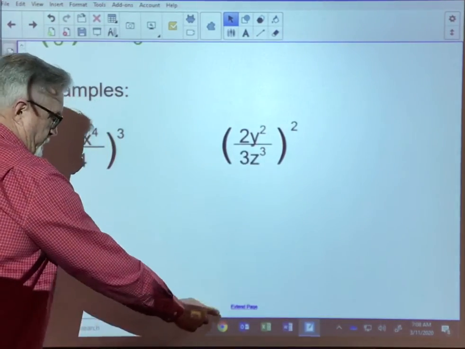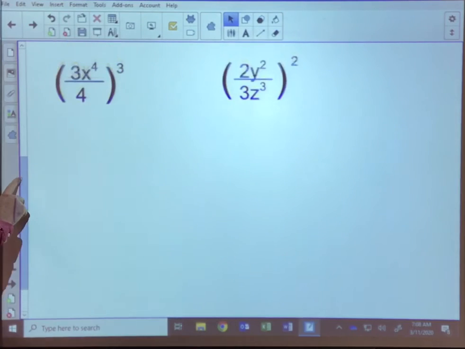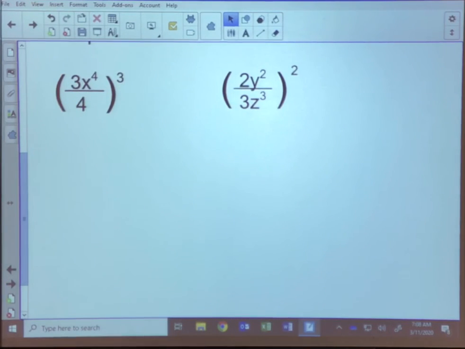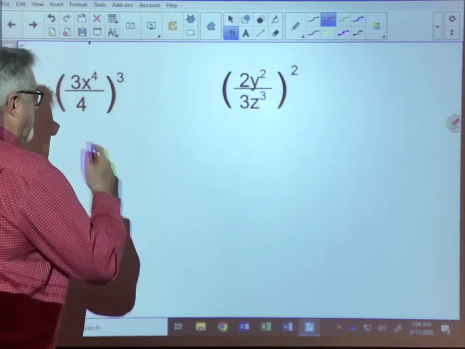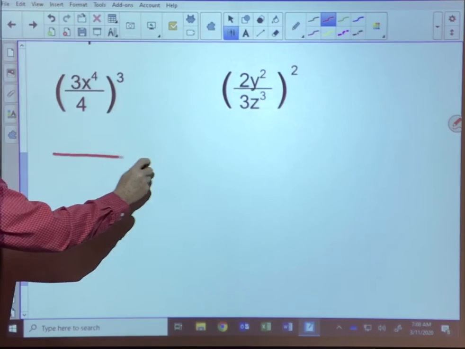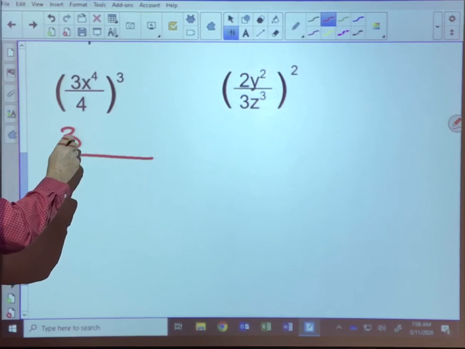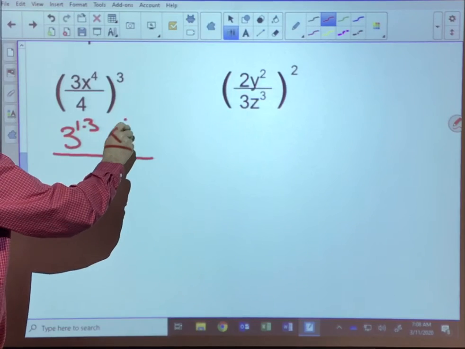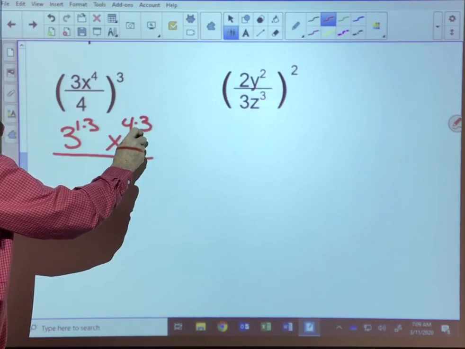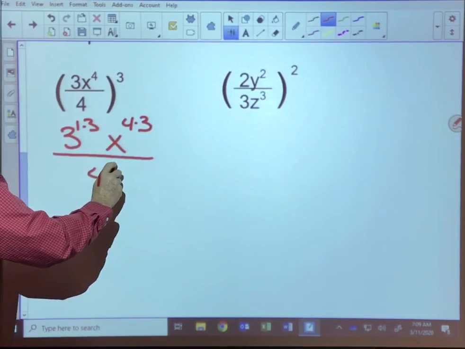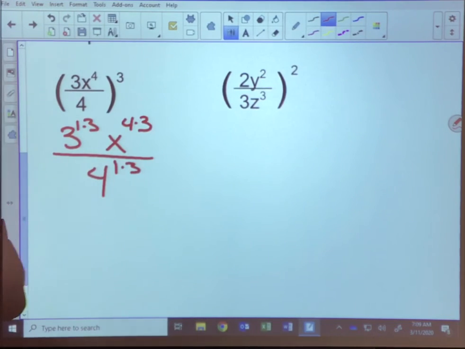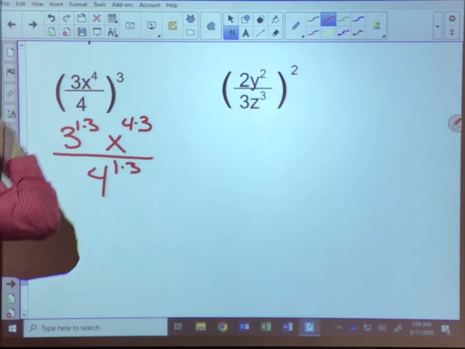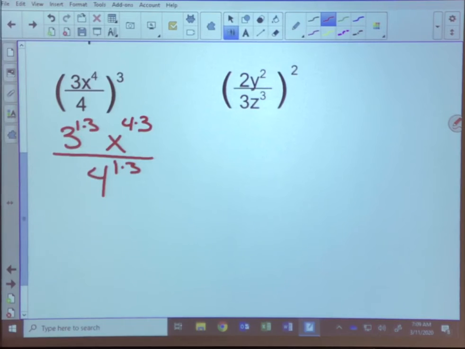So our first example that we'll take a look at is 3x to the fourth power divided by 4, all cubed. When we're going to take care of this, if we want to break it down, that is 3 to the 1 times 3 power, and it's x to the 4 times 3 power, and it would be 4 to the 1 times 3 power. That's just distributing that power across everything inside those parentheses.